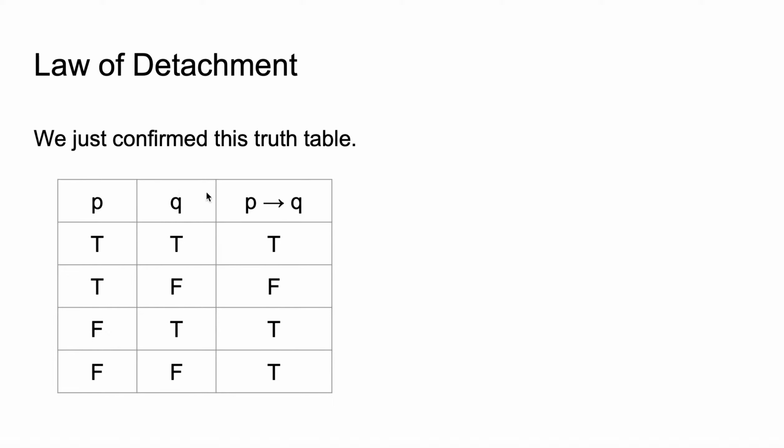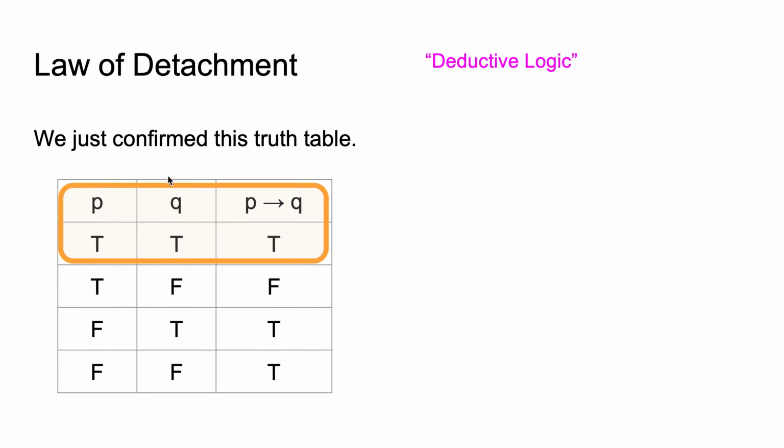In our last video we looked at truth tables and these conditional statements: if P then Q. And we made this truth table. We want to focus on this top line here. It says statement P is true, statement Q is true. So then the compound statement, if P then Q, is also true.